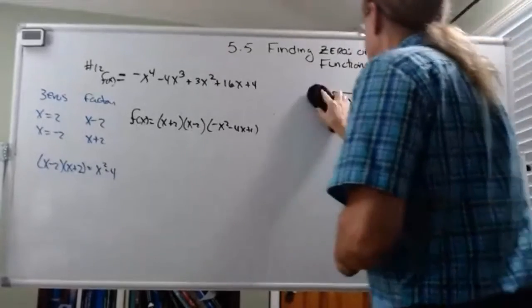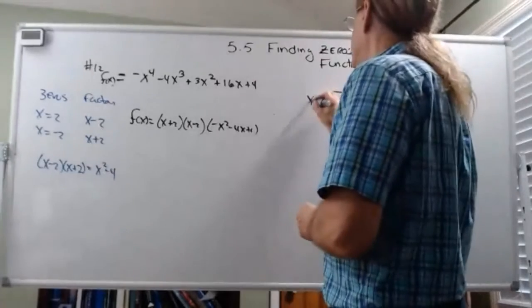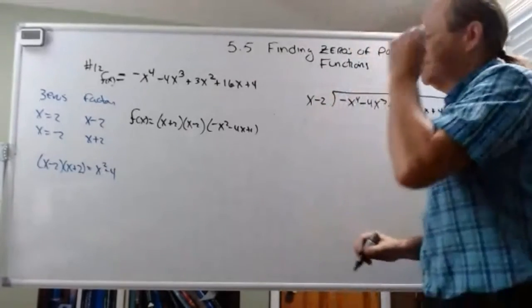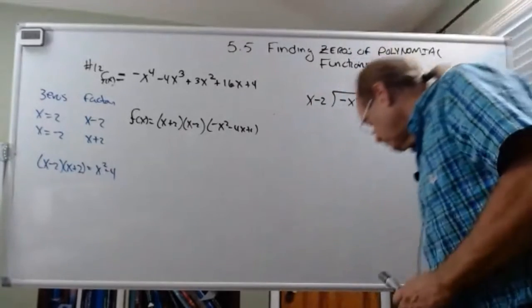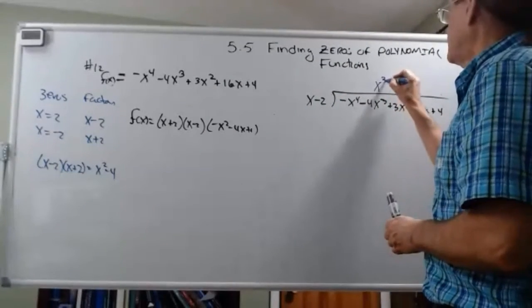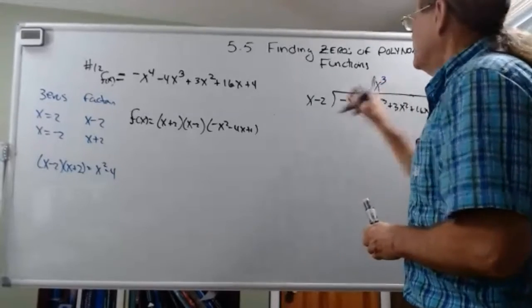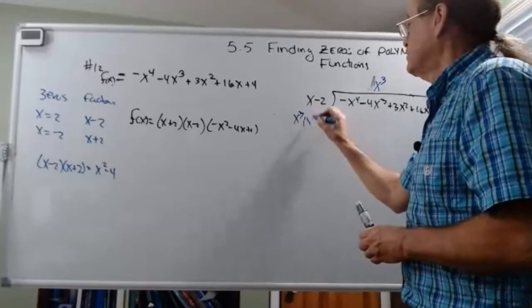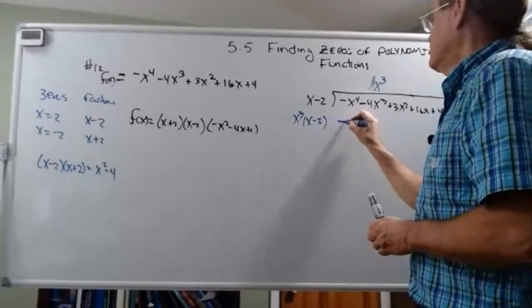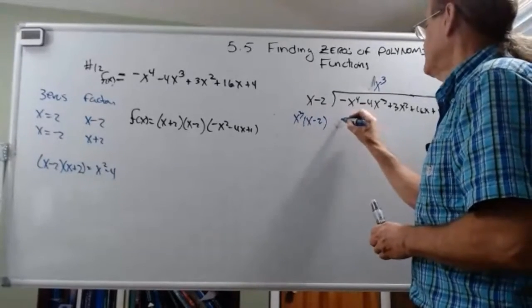It doesn't matter. You said you didn't notice negative 2, so you did x minus 2 as a factor. So I go through the same process over here. This is going to give me an x cubed, or 4x cubed, excuse me. So I do my x cubed times x minus 2. It gives me x to the 4th minus 2x cubed.